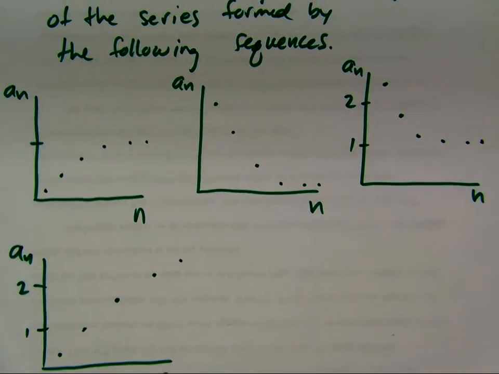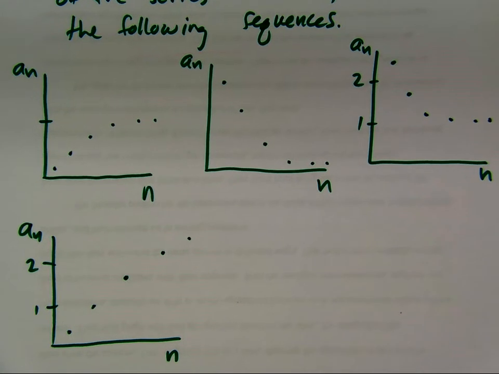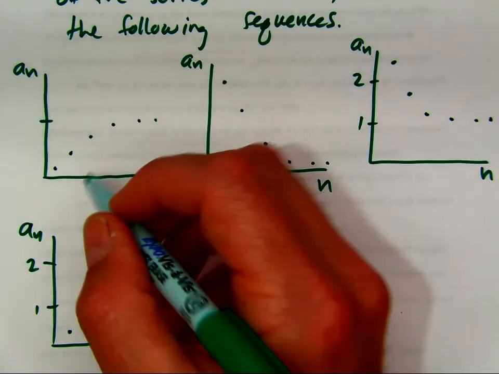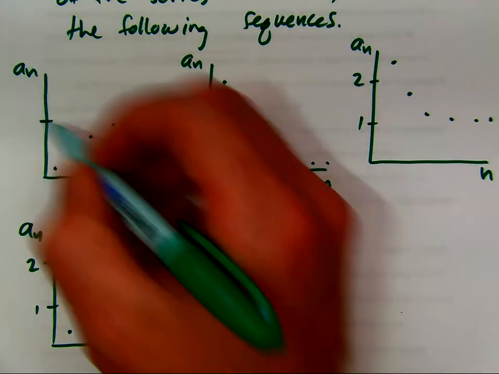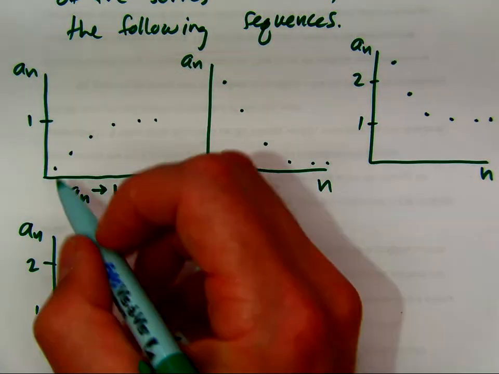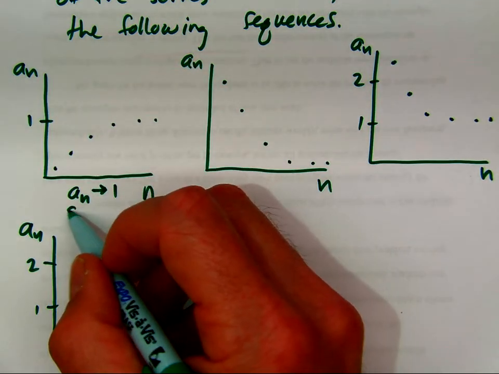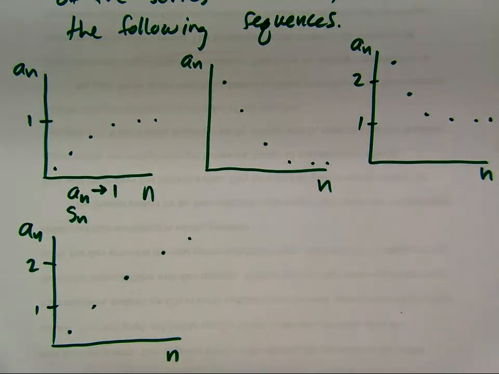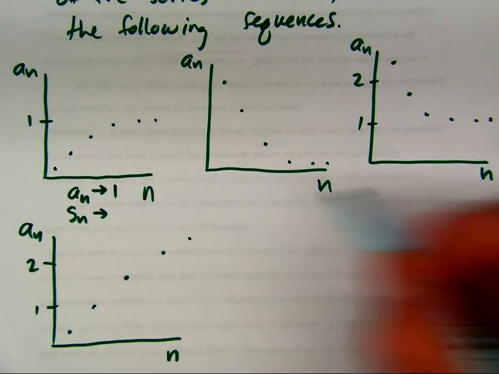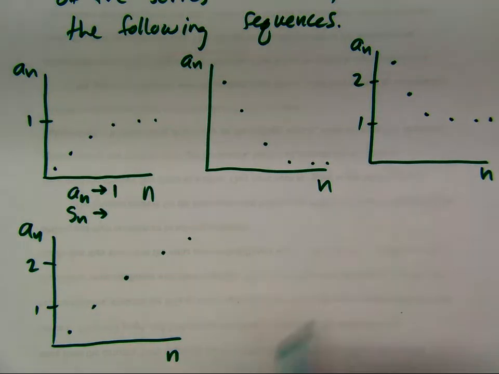All right. So the question is, here we see that the sequence goes to 1, but what does the sum approach? And here, all right, so for each of these, write down what the sequence is approaching, and then write down what the sum is approaching. Pause the video and try that.